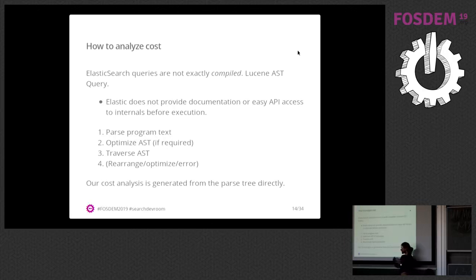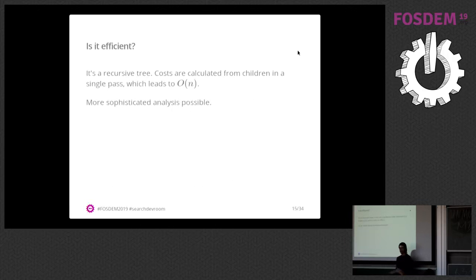So our cost tree analysis is generated from the parsed query. In our case, this is efficient because a tree is a recursive data structure, where in this case we are only using the child nodes in order to compute the parent. So we only need to traverse each node once. So in our case, this is a very efficient cost analysis because it only runs on the amount of nodes that we use as aggregations.